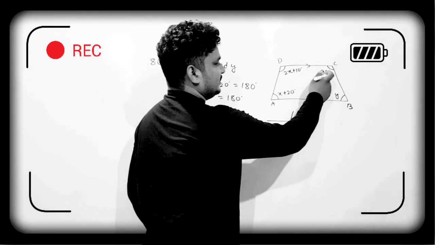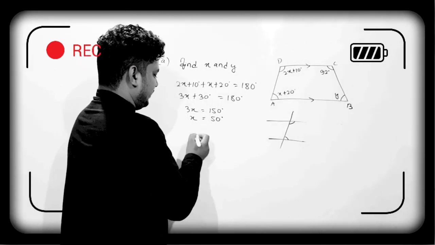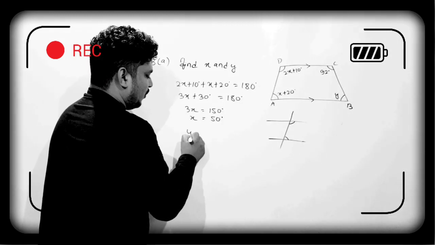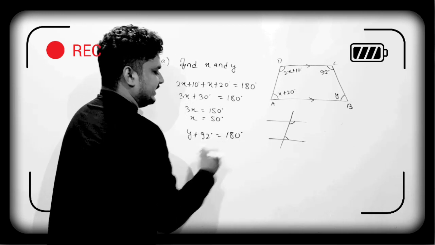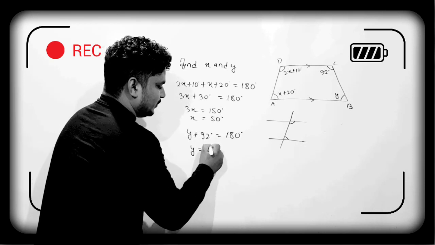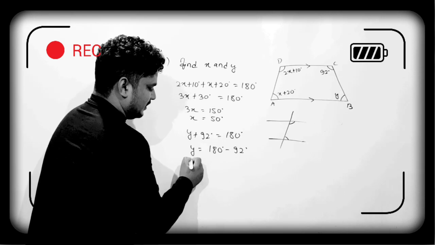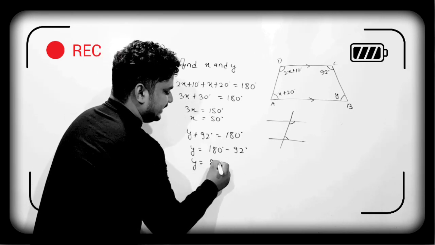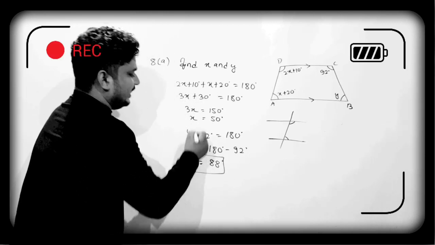Now coming to this particular side, the same property we will apply, angles on the same side of a transversal. So for y, we can write y plus 92 degrees is equal to 180 degrees. Clear with this? So y is equal to 180 degrees minus 92 degrees. The value of y will be equal to 88 degrees. So we have got the value of x and y also.